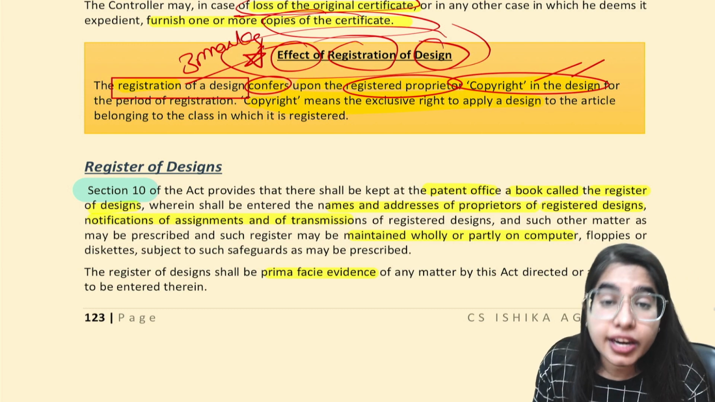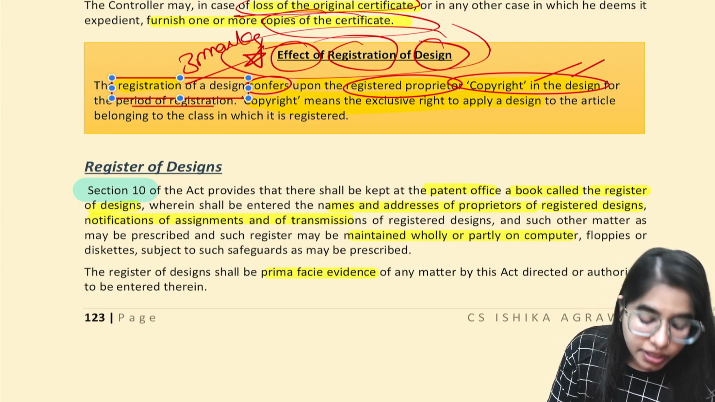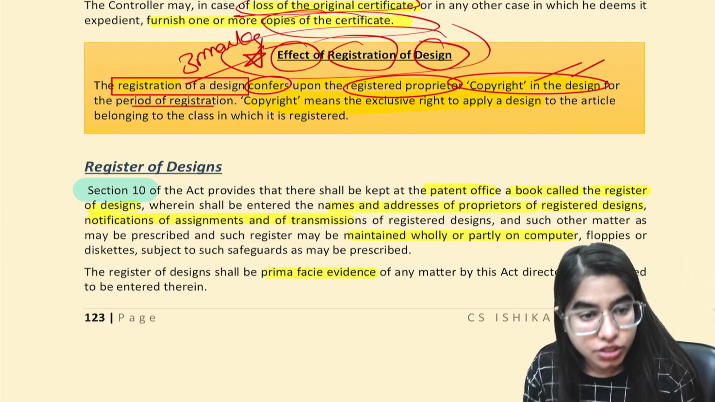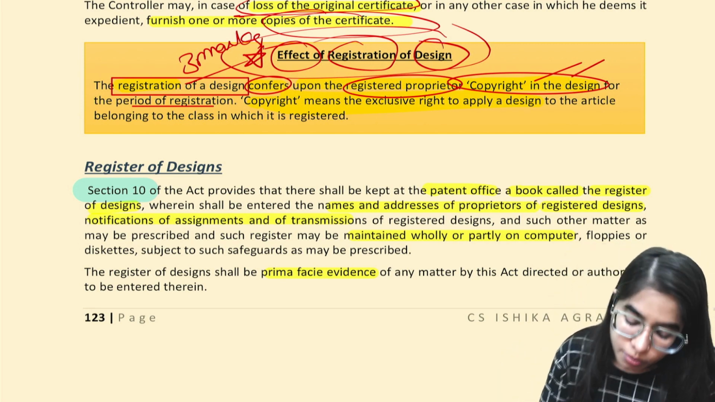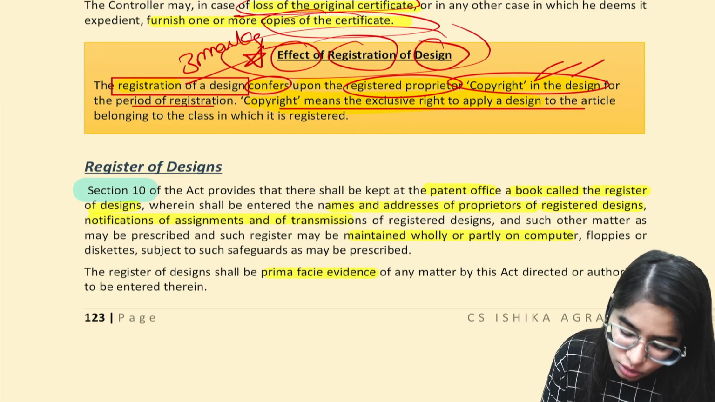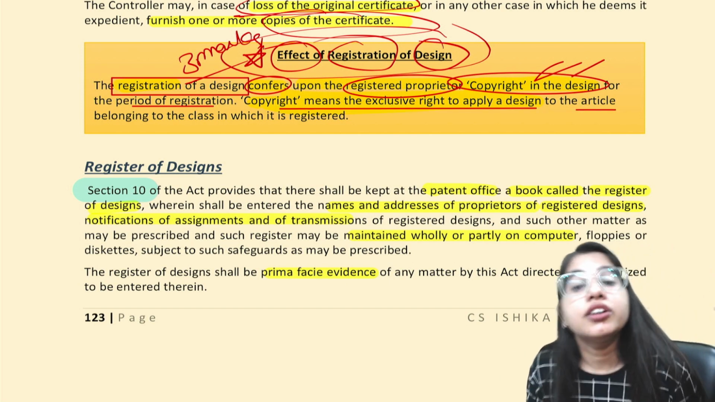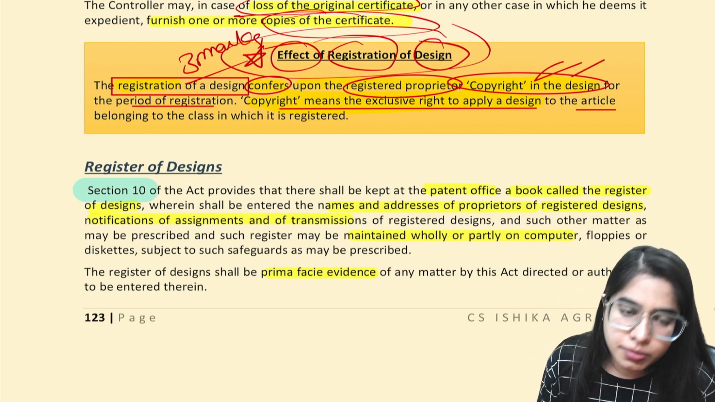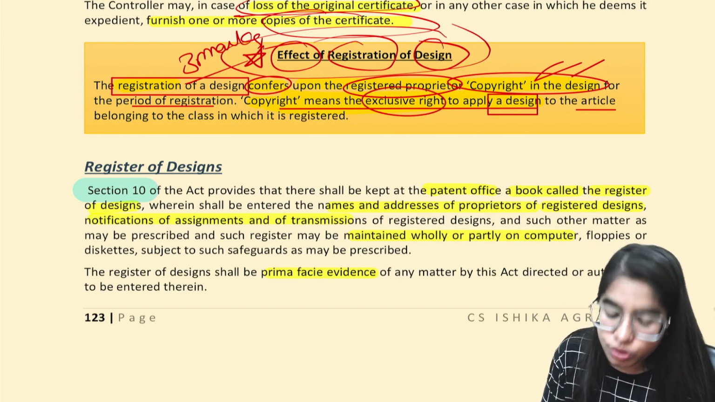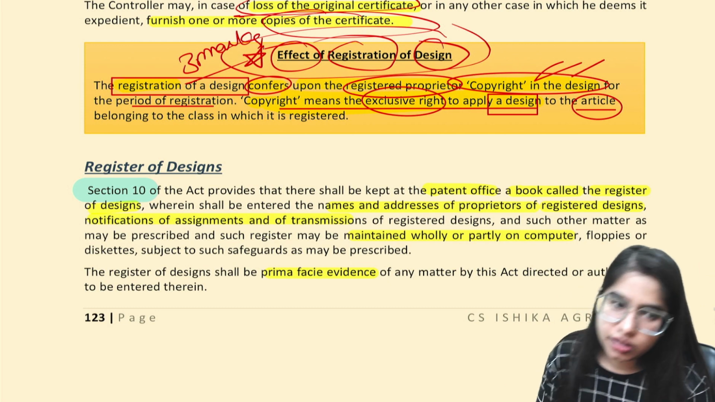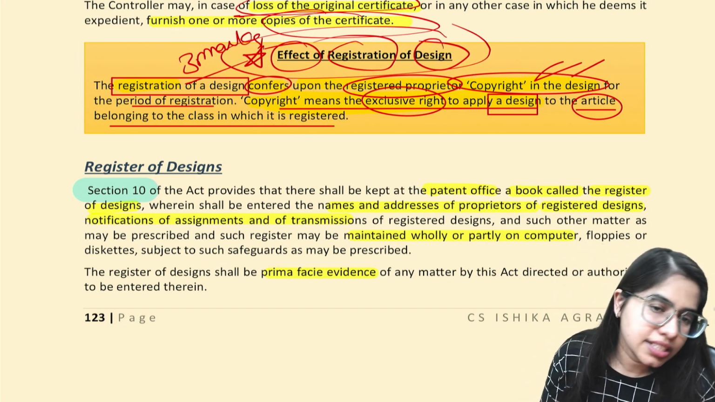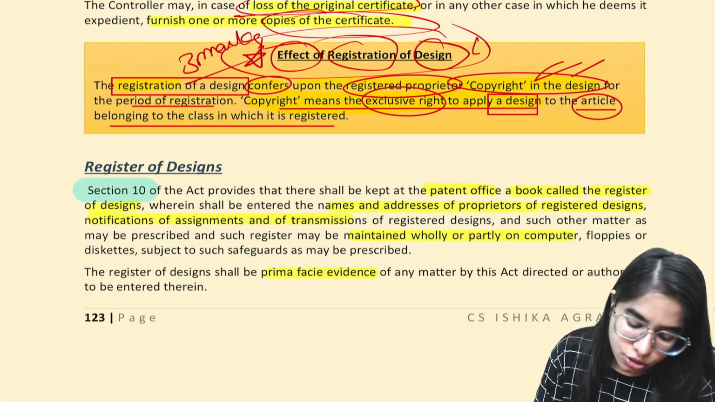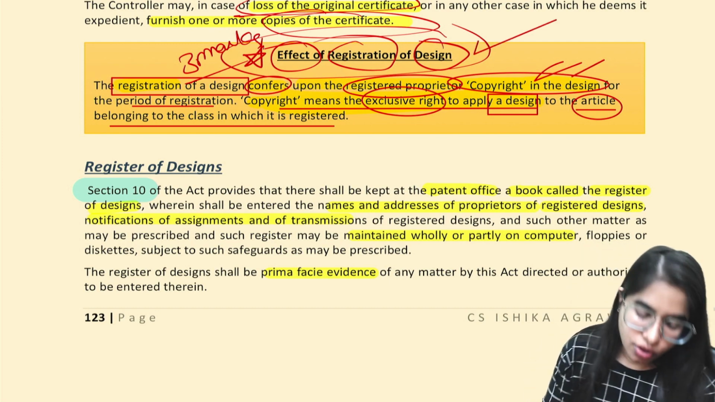He gets copyright over the design for the whole period of registration. What is the period of registration? 10 years. We will come to that also. But you get a copyright, and copyright means the exclusive right to apply that design to any article. Here copyright means the exclusive right to use that design in a particular article belonging to the class in which it is registered. Are we clear with this? So this is the effect of registration of design.